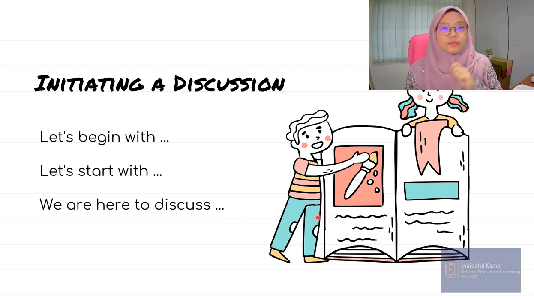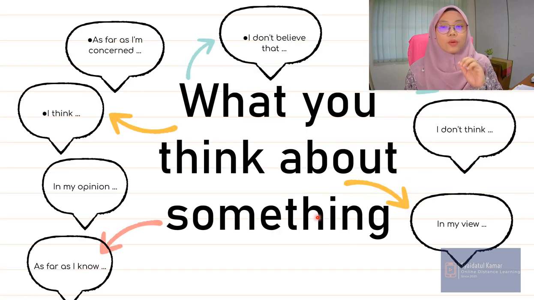All right. Okay, and when you want to tell other people what you're thinking about, you can say these words: as far as I'm concerned, I don't believe that, I don't think, in my view, I think, in my opinion, as far as I know. This is only an example. In the notes, which I will provide, you can find more phrases that you can use, memorize, and then use in your group discussion later on.